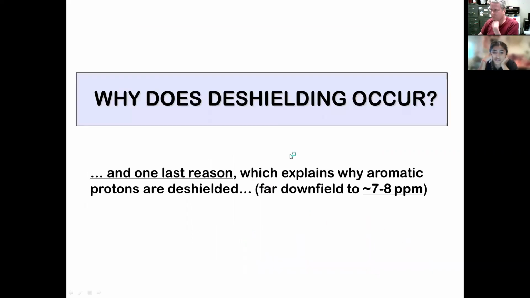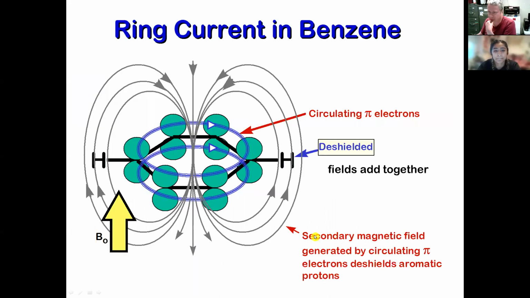Okay. Why does deshielding occur? One other reason. Why do aromatic protons get deshielded? And they're further, right? 7 to 8 ppm, right? Well, this has a different explanation because that's especially far, and it looks a little funny, but it's kind of cool. So what's going on here?